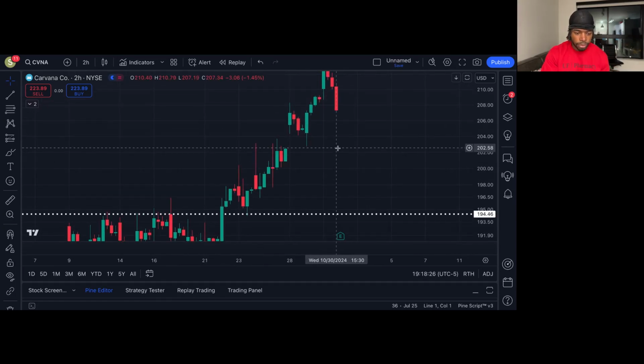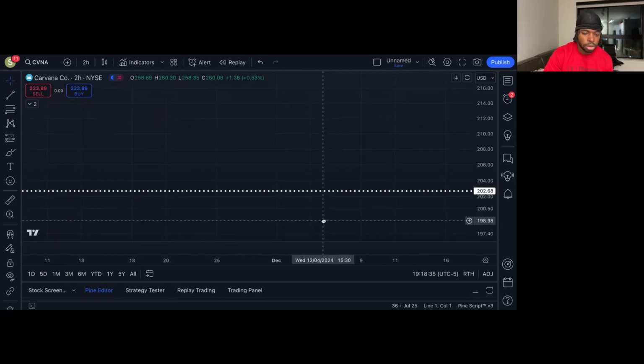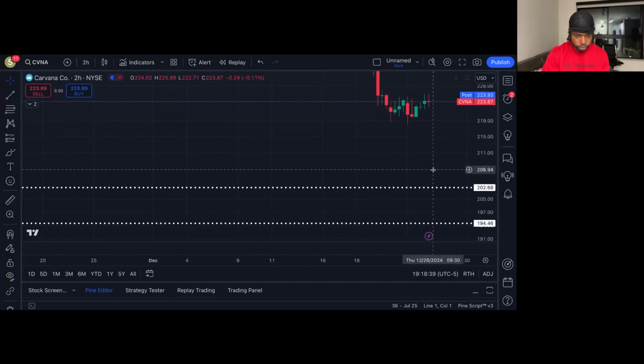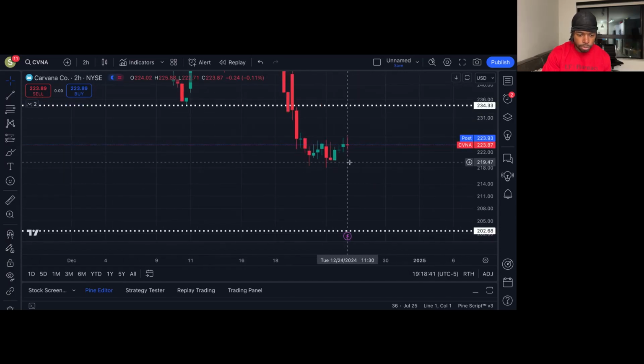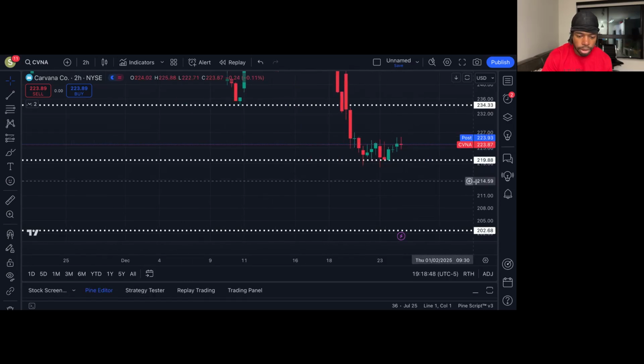Okay. And then this right here, we have a wick tap here, and we have resistance there. So 202.68 looks like another key level. So let's go over 202, and it looks like we're consolidating right here at 219.88. This might be a key level. So again, look at that consolidation.